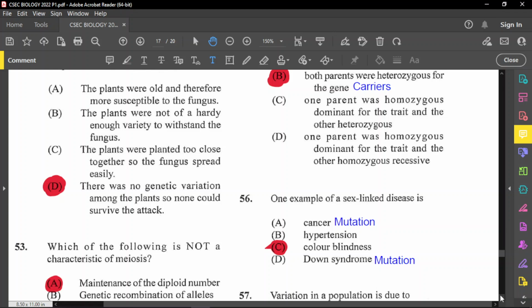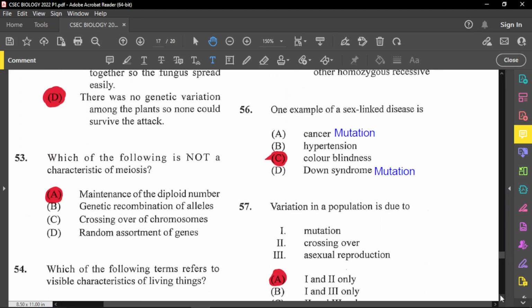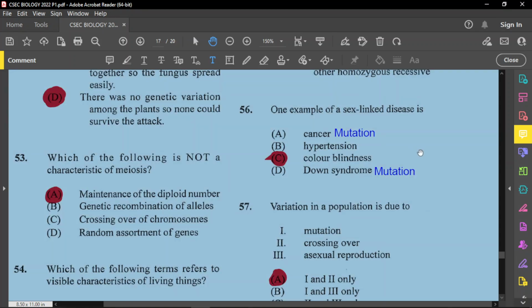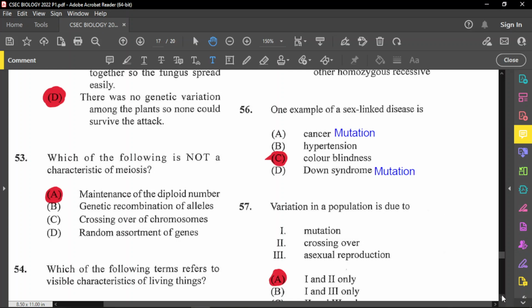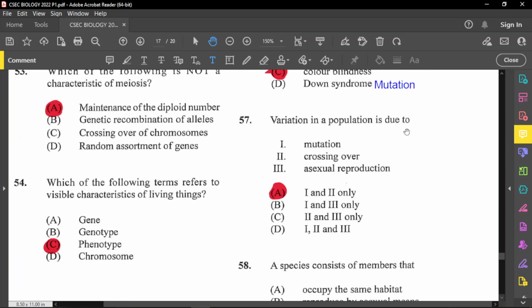All right. And 56, one example of a sex-linked disease is color blindness. That's the direct answer right there. Cancer is a mutation of the cells, can be caused by mutation of the cell. Down syndrome is also a mutation. We have an extra chromosome. Hypertension is not a genetic disease. Generally, it's not genetic. It can be, but it's not a sex thing, definitely. Because hypertension could also be from lifestyle as well, right? So it could be both, but generally it's because of lifestyle, intake of a lot of salt, as we mentioned earlier.